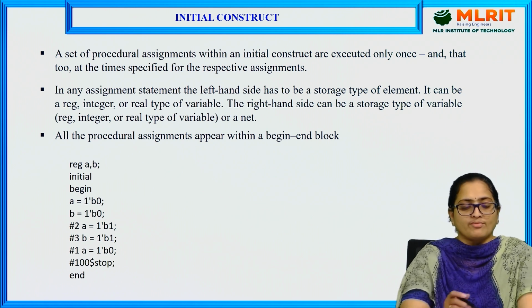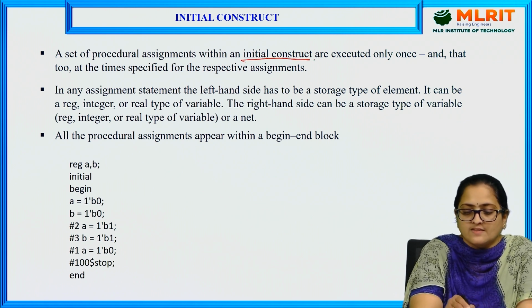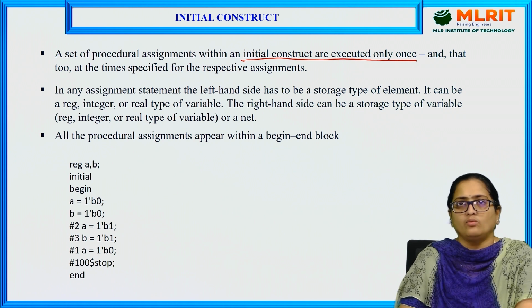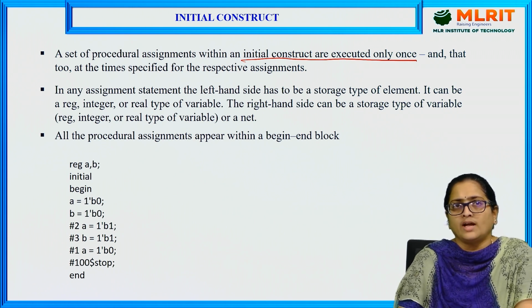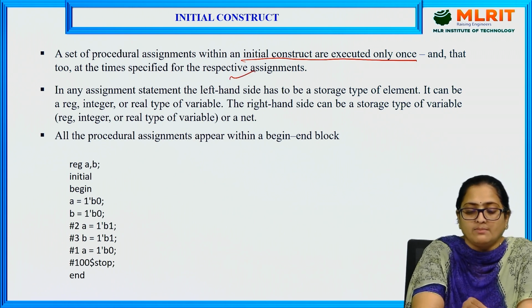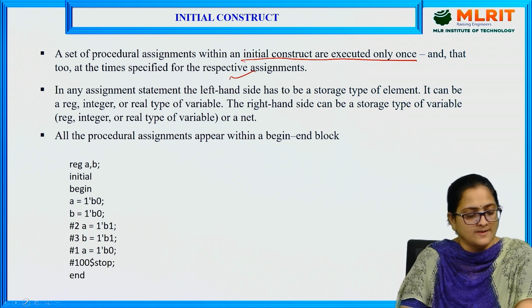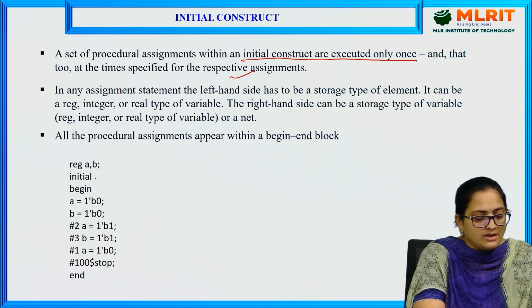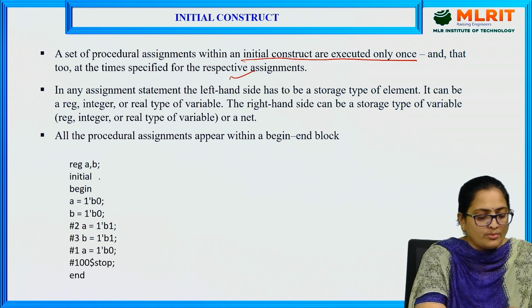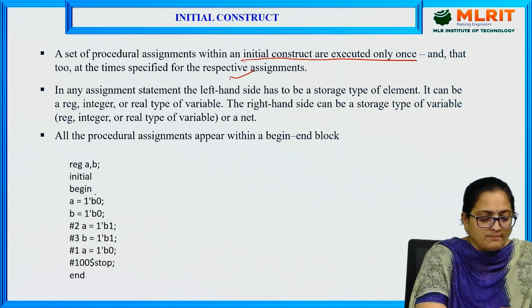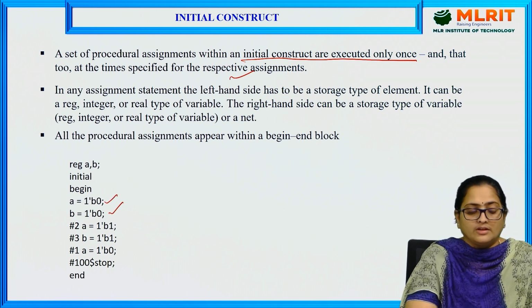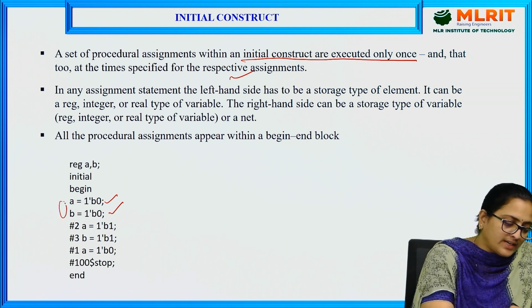So next one is the initial construct. A set of procedural assignments within an initial construct are executed only once, at the time specified by the respective assignments. For example, I have taken an example program here. Initial, begin, A is equal to 1, B is equal to 1. So, I didn't mention a time over here.